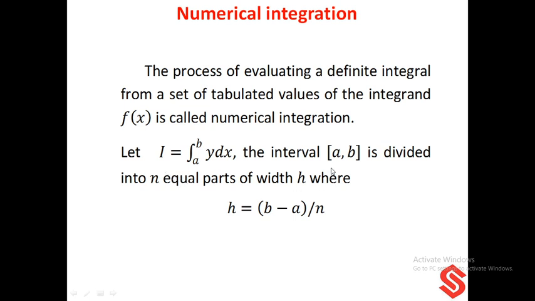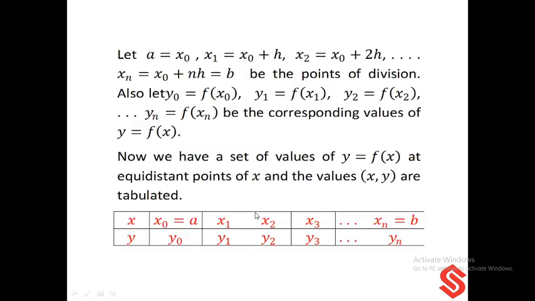So here the interval a comma b is divided into n equal parts of width h. So h is equal to b minus a by n. Let a is equal to x naught, x1 is equal to x naught plus h, x2 is equal to x naught plus 2h, etc., xn is equal to x naught plus nh, that is equal to b, be the points of division.